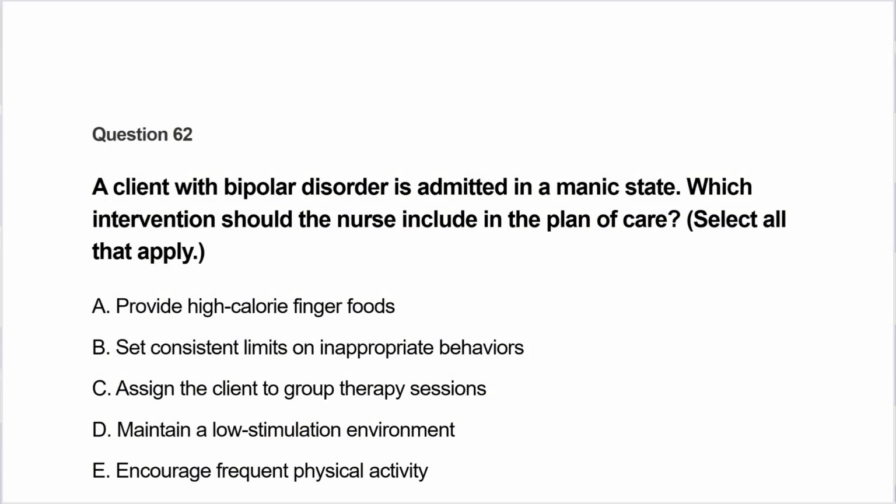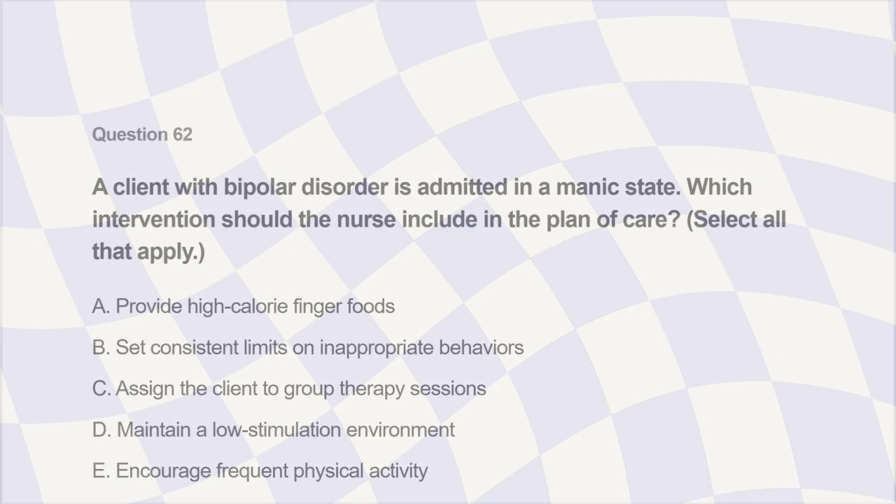62. A client with bipolar disorder is admitted in a manic state. Which intervention should the nurse include in the plan of care? Select all that apply. A. Provide high-calorie finger foods. B. Set consistent limits on inappropriate behaviors. C. Assign the client to group therapy sessions. D. Maintain a low-stimulation environment. E. Encourage frequent physical activity.